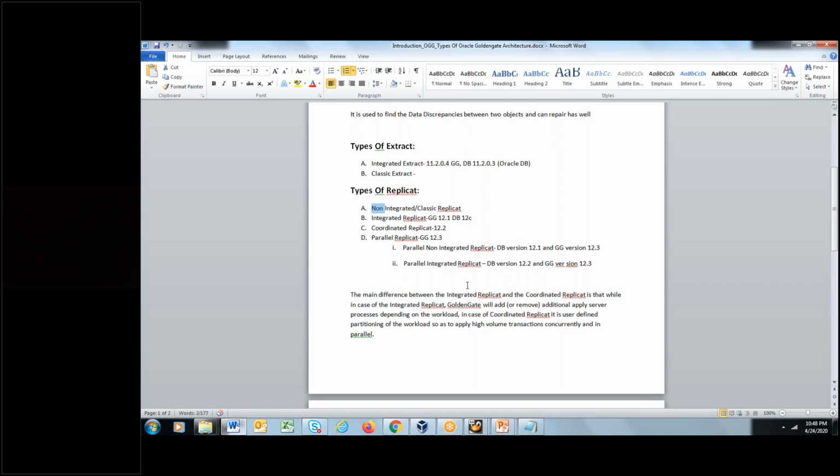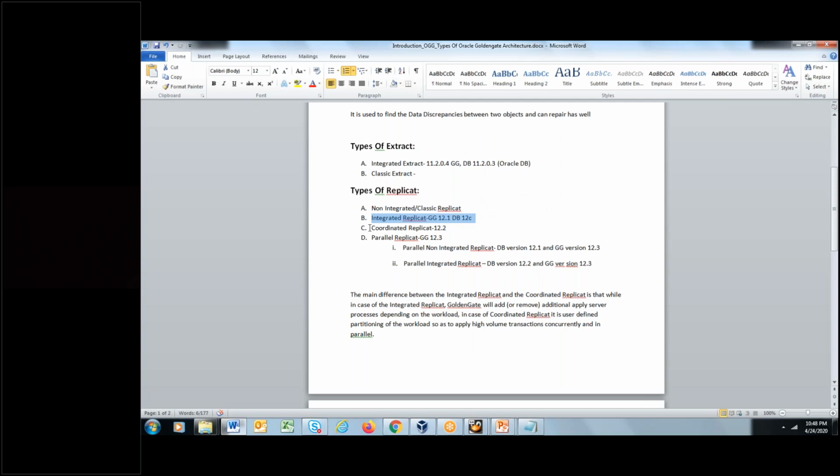The difference between integrated replicate and coordinated replicate is that in coordinated replicate you can define a user-defined partition of workload. In integrated replicate, it's an automatic partition of workload. Say, for example, there are 100 transactions happening. Integrated replicate can handle it on its own. You can define parallelism, and based on parallelism, multiple apply servers run.